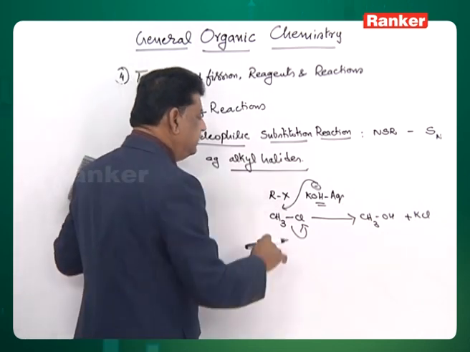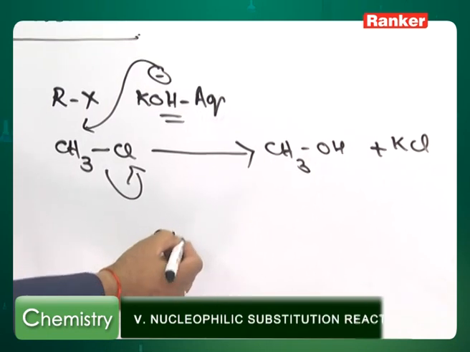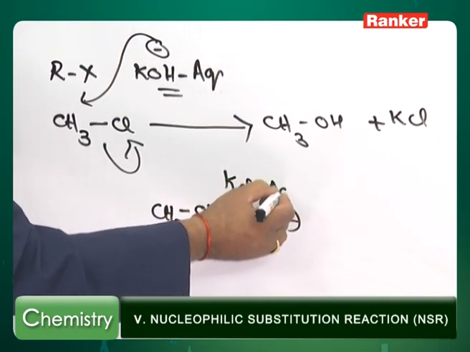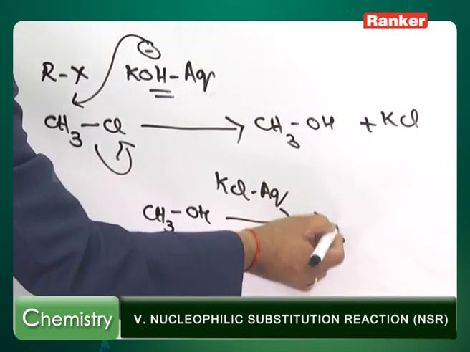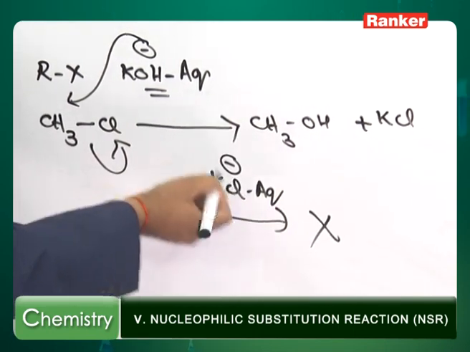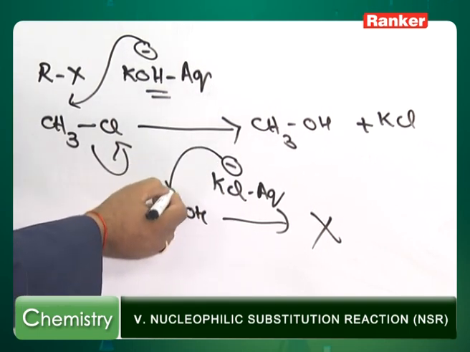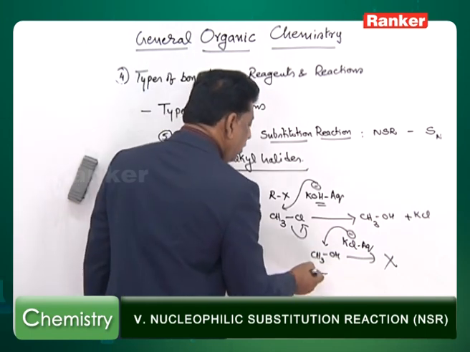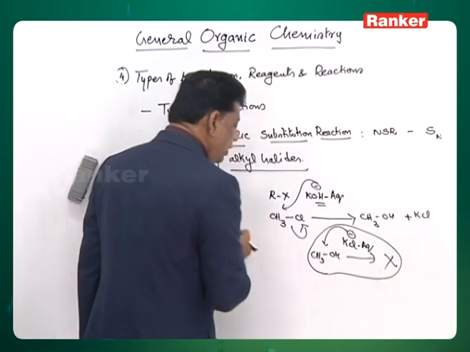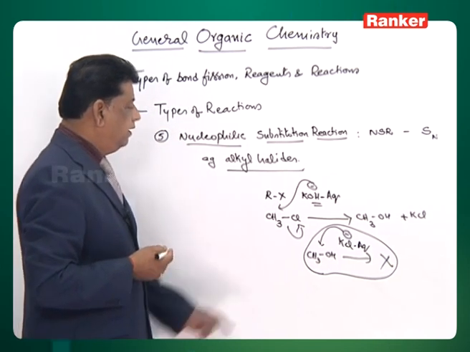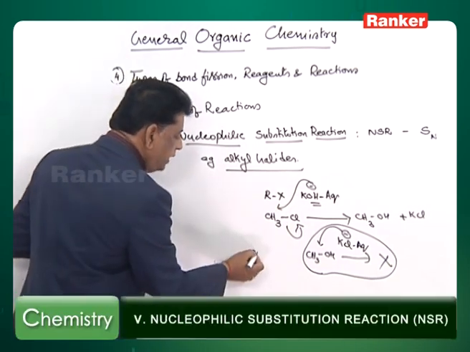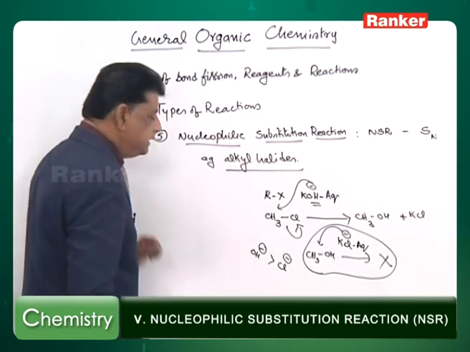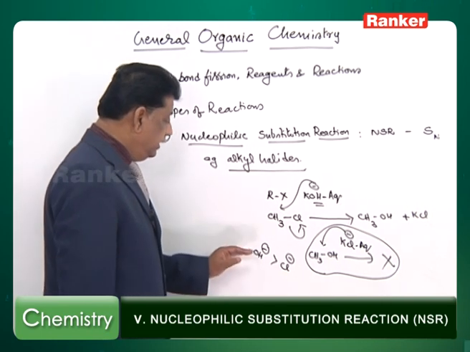Will the reaction take place in reverse? For example, if methanol is taken and treated with KCl dissolved in water, will you get the product? The reaction will not take place. Why is the Cl minus not a nucleophile here? Why is it not able to replace? There should be a proper replacement. What do I mean by proper replacement? The OH minus happens to be a stronger nucleophile than the Cl minus. How can you justify or understand why it is stronger?